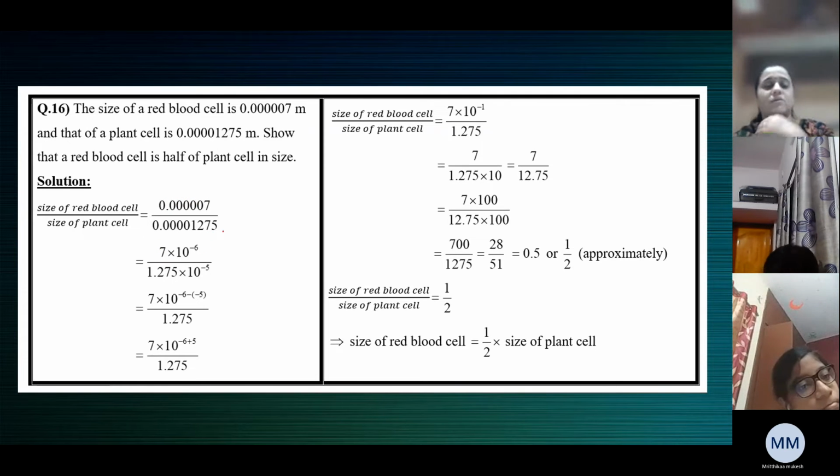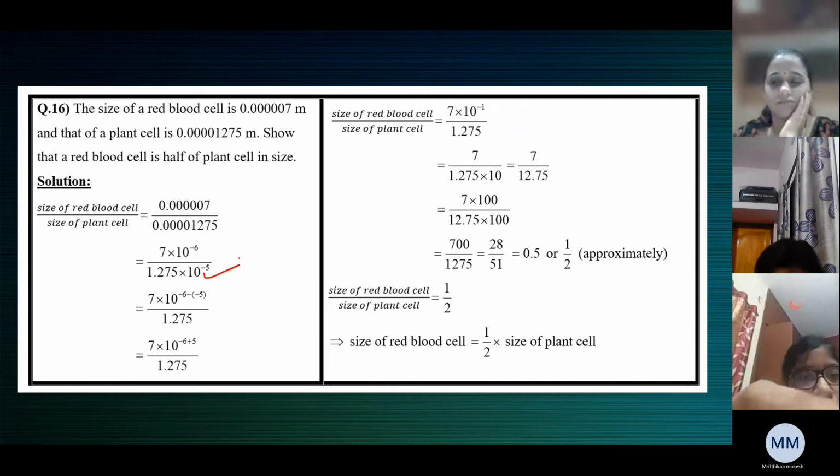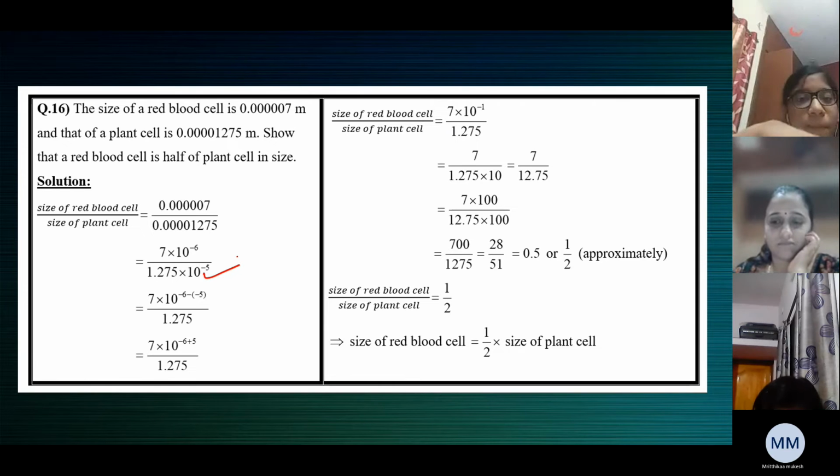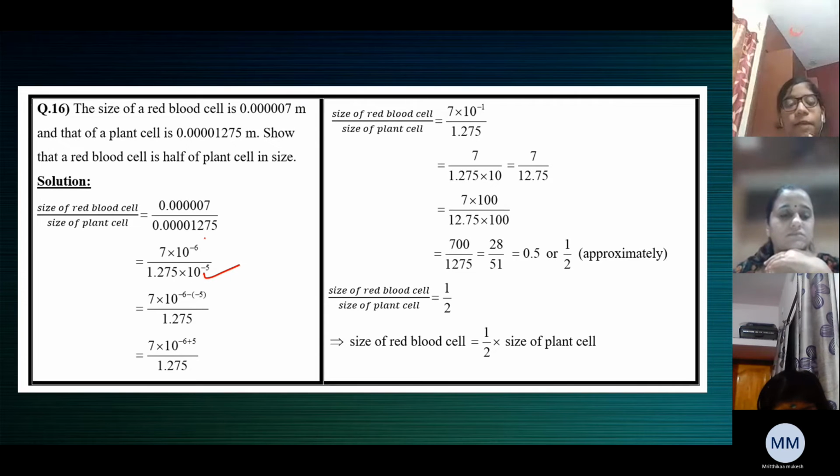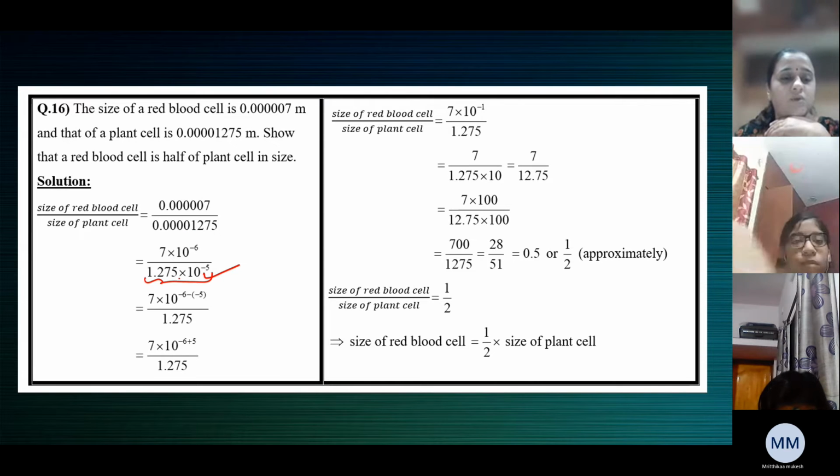Somebody explain the denominator. How do you get this one? Yes, Swati? Yes, ma'am. The base 10 and 10 is same, ma'am, and the operation is division. No. One minute. How do we get this one? Explain the scientific form.